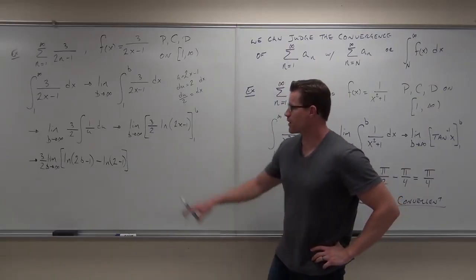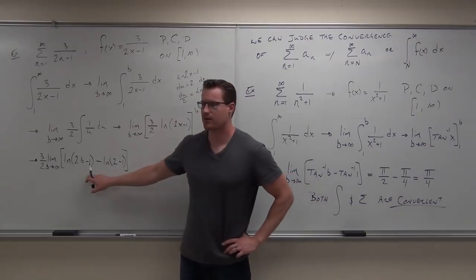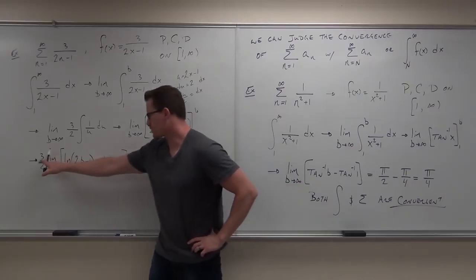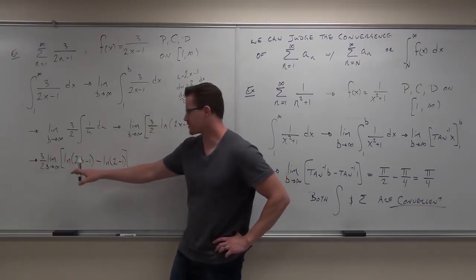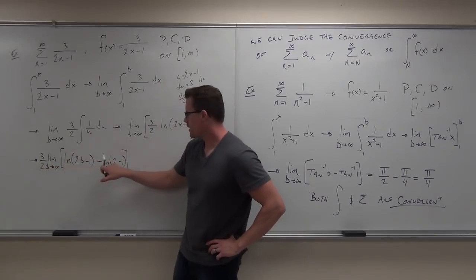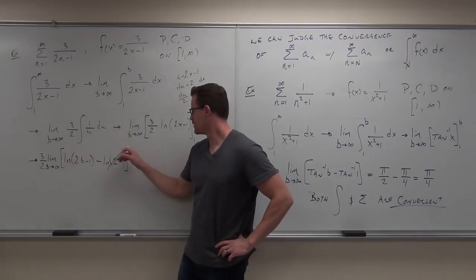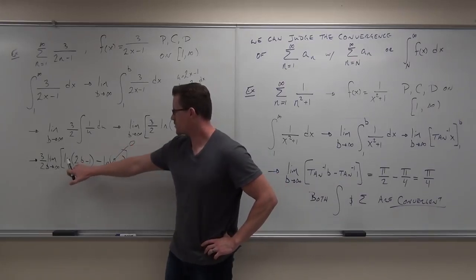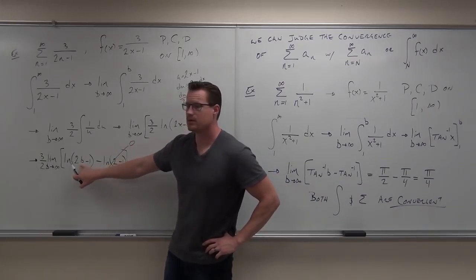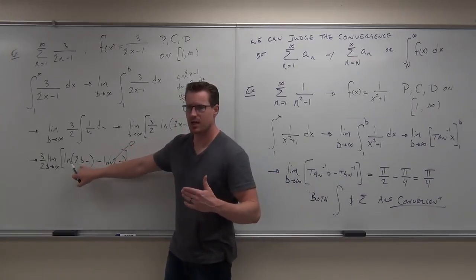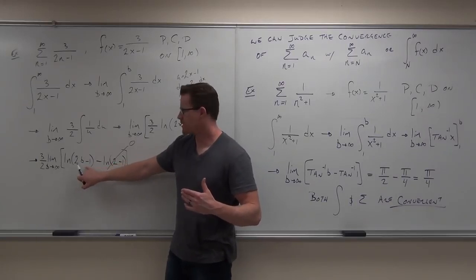What I want to know is, are you okay making it this far? Yes. This is exactly the same stuff that we've done already in this class. Pull out 3/2, of course. So 3/2 up front. Tell me, what's 2 minus 1? What's ln of 1? 0. What's b here? Going to infinity. What's 2 times infinity? Infinity minus 1.